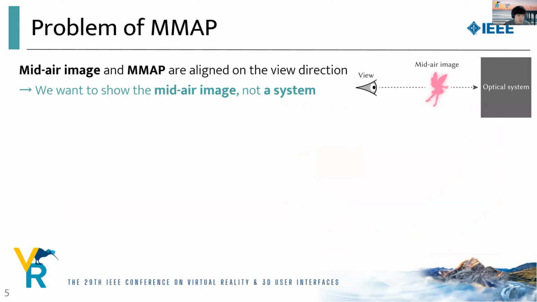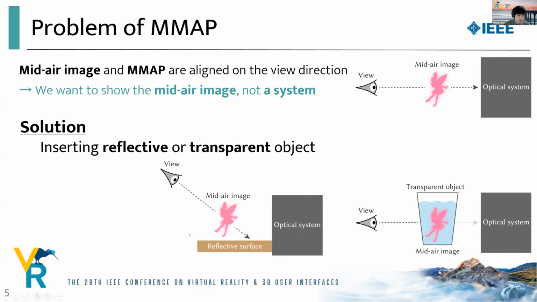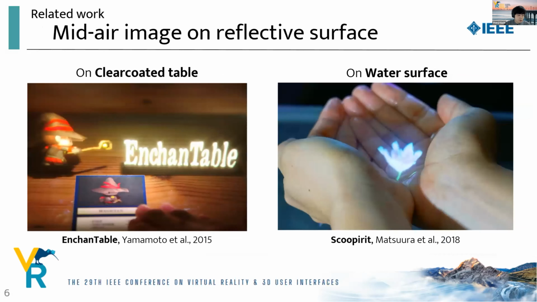However, MMAP has a limitation that it can be observed beyond the mid-air image. But we want to show only the mid-air image, not the system. A possible solution to this problem is to insert a reflective or transparent object to avoid seeing the optical system directly. Several optical systems employing reflective surfaces have been proposed. Yamato et al. proposed the Enchant table, that displays a CG character as a mid-air image on a clear-coated table. Matsuura et al. proposed Scooplet, which used water as a reflective surface and enabled the user to scoop the water and the CG image simultaneously.